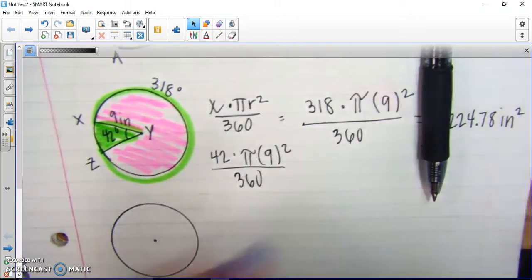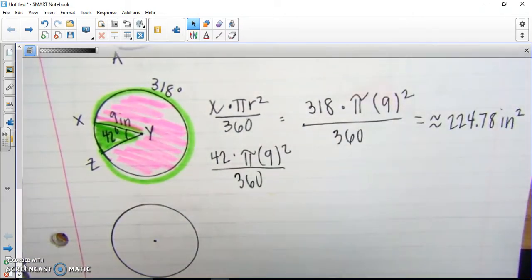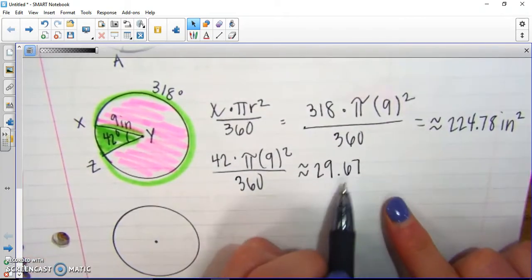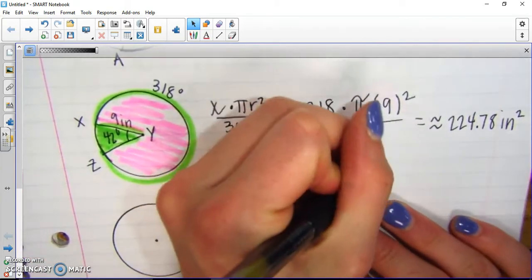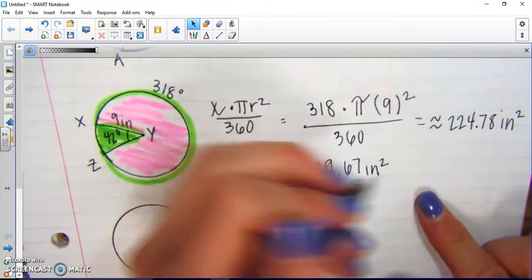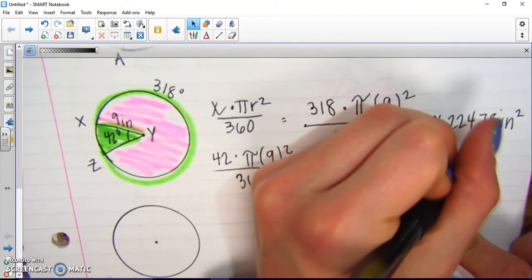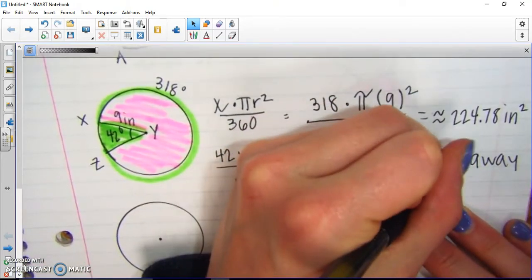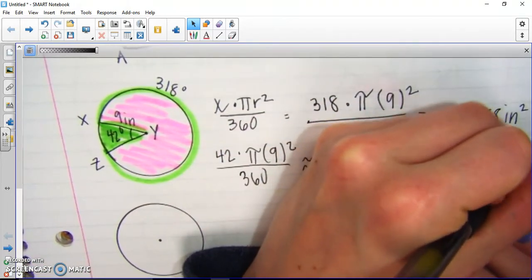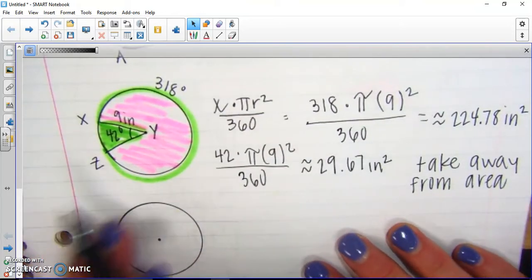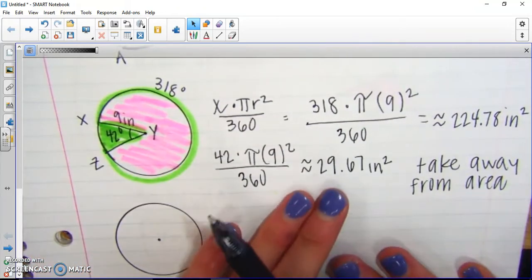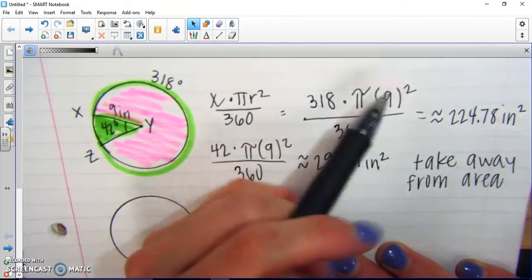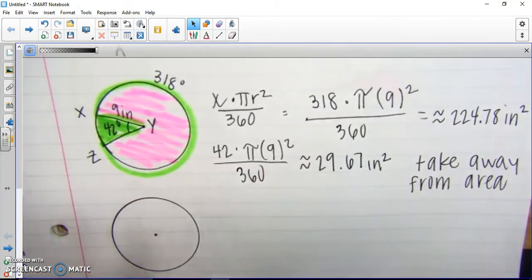All right. If you wanted to find it this way, you would find that the area of this sector is approximately 29.67 inches squared, and then you'd subtract that from the area of the circle. Okay, so you take it away from the area of the entire circle. So you'd find the area of the entire circle, subtract this number, and get approximately this number. Okay, it might be slightly different whether you're using the pi button or using 3.14.